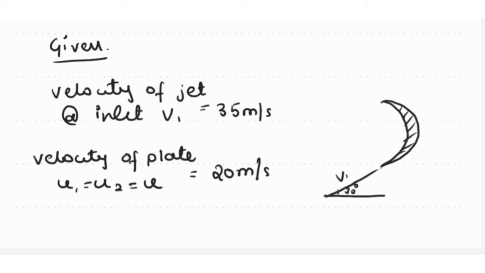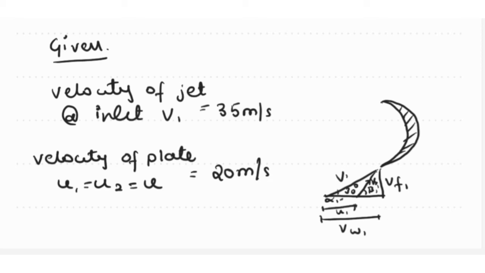Then we should draw its horizontal component and vertical component. So the horizontal component is vw1 and its vertical component is vf1. Then we should draw the relative velocity, making an angle beta 1. So this is 30 degrees, that is alpha 1, and this will be vr1, and from v1 to vr1, that is u1. So this is what the inlet triangle looks like.